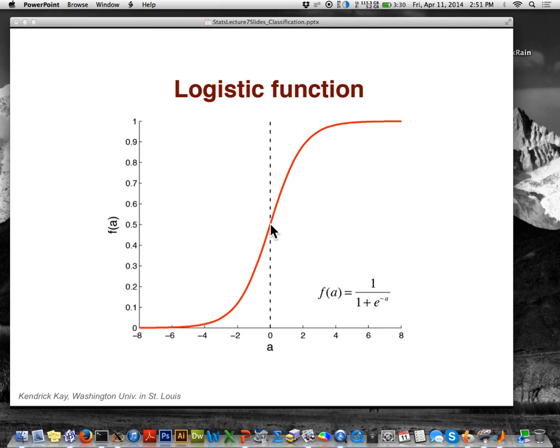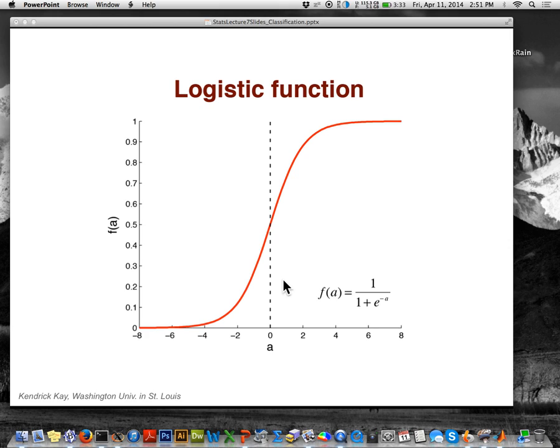That's an important point, because we're going to use this function to do classification, and ultimately we're going to say that when this function is above 0.5, we're going to predict class 1, and if we're below 0.5 on this y-axis, we're going to predict class 0.